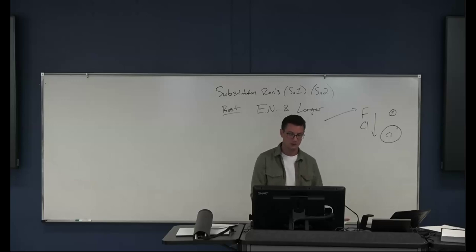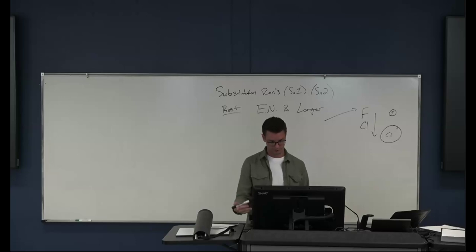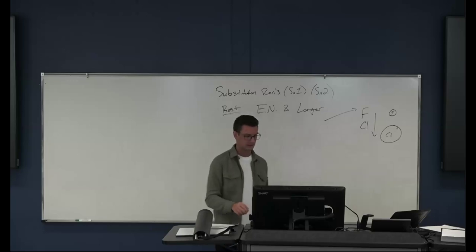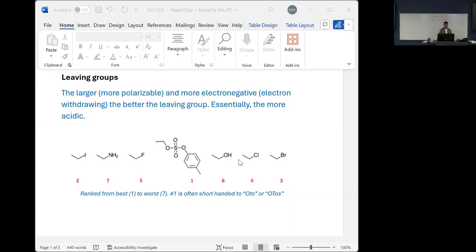If you remember from acid-base concepts, essentially the most acidic leaving group is the best leaving group. So if you were to rank some, in fact, let me just show you an example of this. Share my screen. On most organic chemistry exams you tend to have to do this. The more polarizable or larger, and the more electronegative, electron withdrawing, the better the leaving group. Essentially, which one is most acidic?